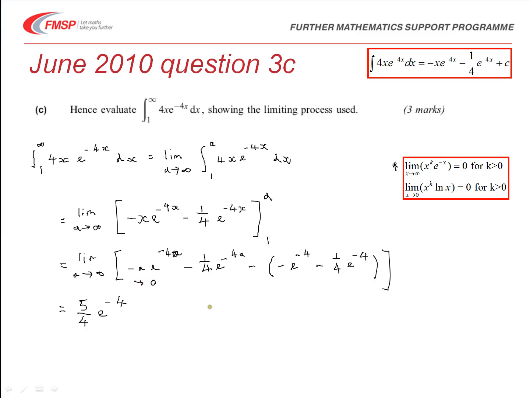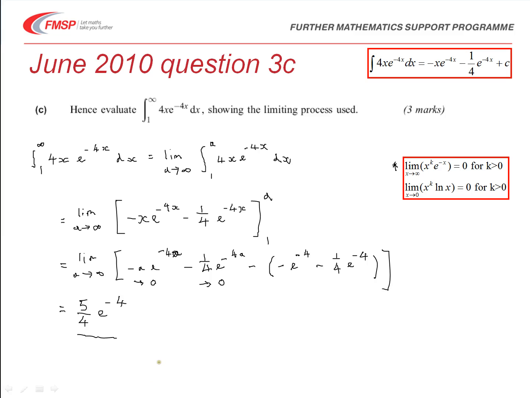Similarly, as a tends to infinity, we've got e to the minus 4a. Well, as a gets bigger and bigger and bigger, obviously 4a gets bigger and bigger. But because this is e to the minus, we know that as that 4a gets bigger and bigger, e to the minus 4a will get smaller and smaller and smaller. So that in turn disappears towards 0. And so all we are left with is that result of 5 over 4 e to the minus 4.